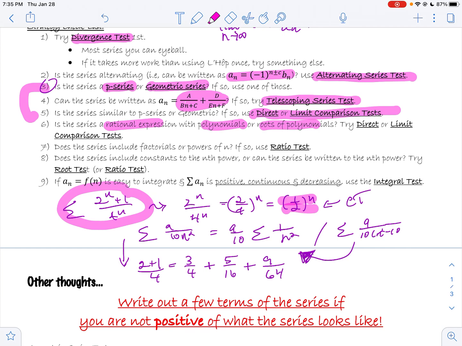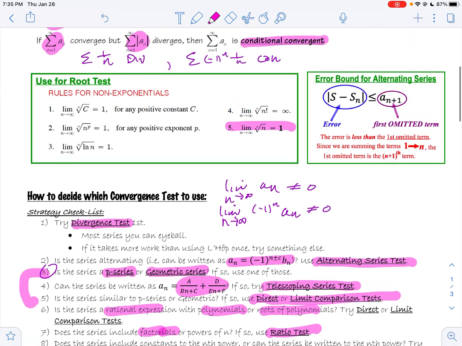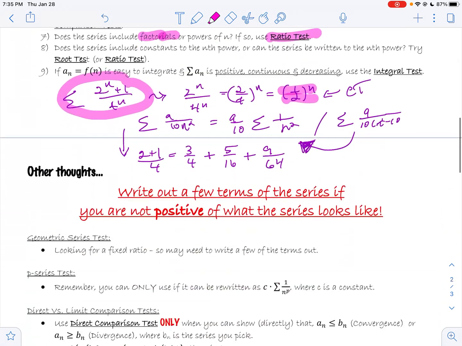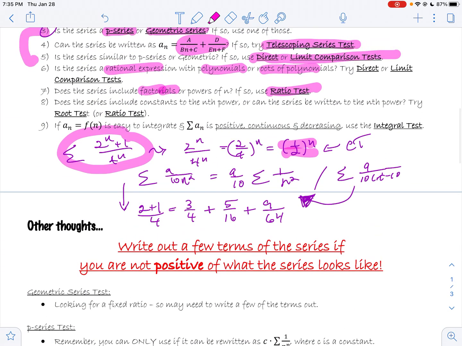Moving on to number 7, does a series include factorials or powers of n? So factorials, ratio test every time. Powers of n as well. You can use the root test with this information up here with factorials, but I like to do the canceling, the ratio test. I personally like to use the ratio test if I have a choice between the two, because it happens to not be the one that is on the exam.